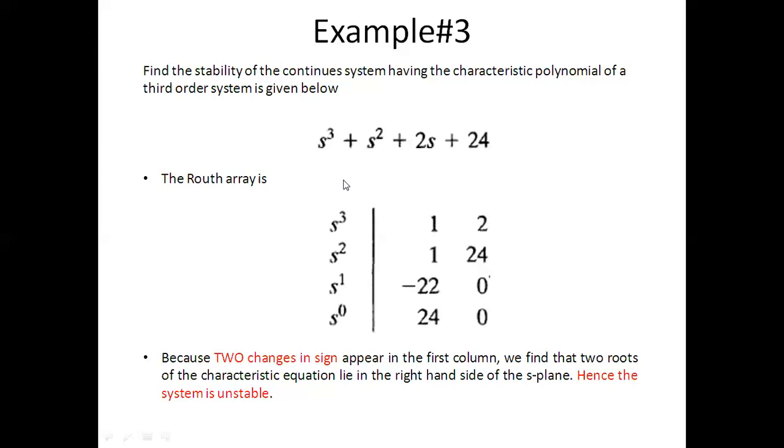So here is another characteristic polynomial that we have seen. We are doing the same process in order to construct the Routh array. That is 1 and 2 for s³ and 1 and 24 for s². From that, we will easily find the values of s to the power 1 and s⁰. So it is seen that there is no sign change from +1 to +1, but there is a sign change from +1 to -22 and from -22 to +24. So there are 2 sign changes in the first column. We will only concentrate on the first column. That means that 2 roots of the characteristic equation lie on the right hand side of the s plane, and hence the system is unstable.